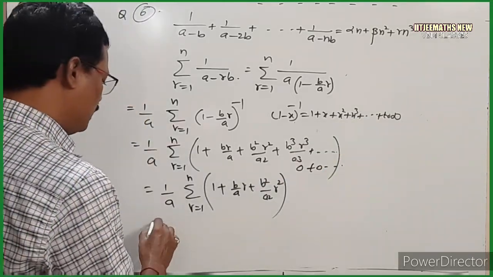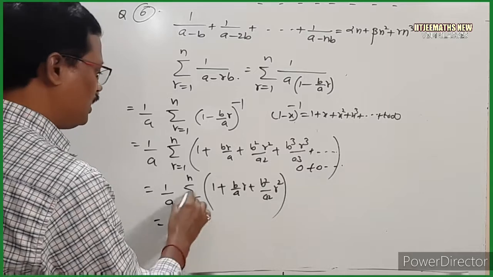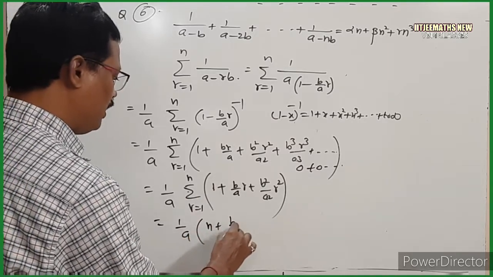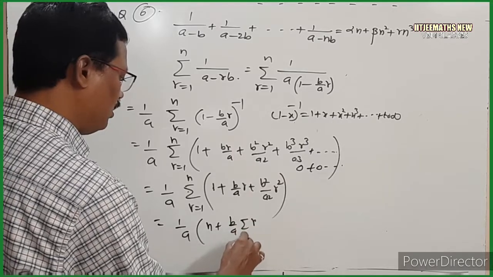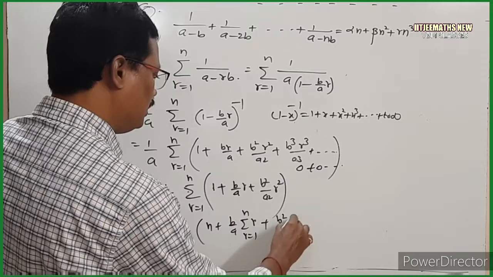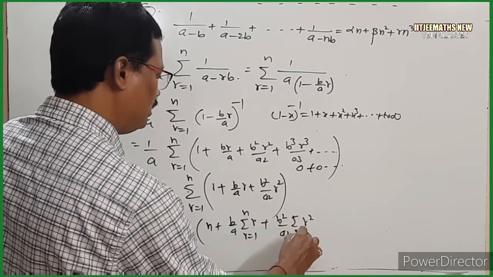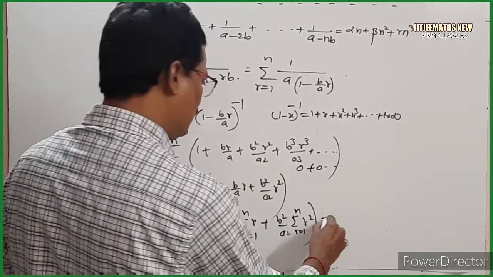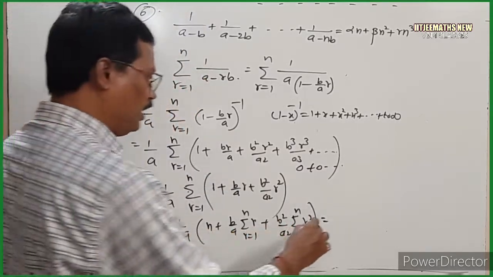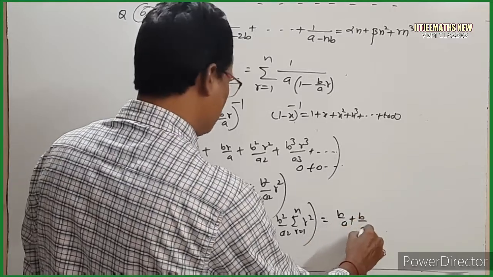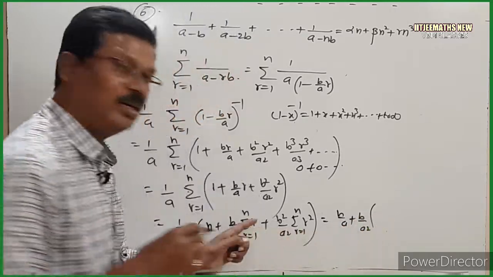Now, what about this one? Sigma 1 by a, sigma 1 is what? Sigma 1 is n, b by a, sigma r equal to 1 to n, b square by a square, sigma r square, r is equal to 1 to n. Okay. Now, therefore, this 1 by a bring inside, n by a, b by a square. What about sigma r?